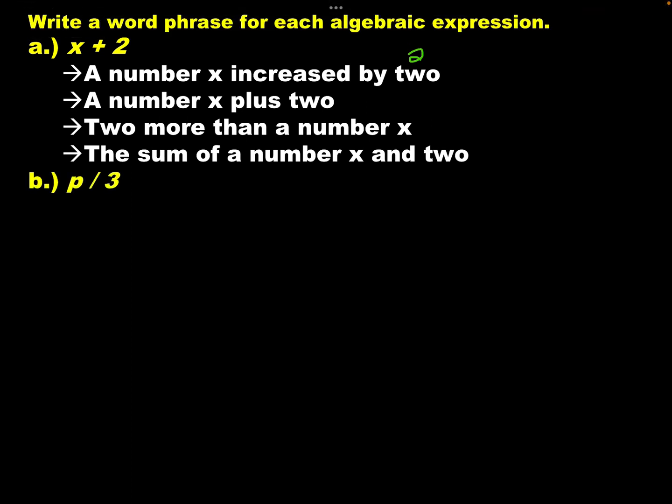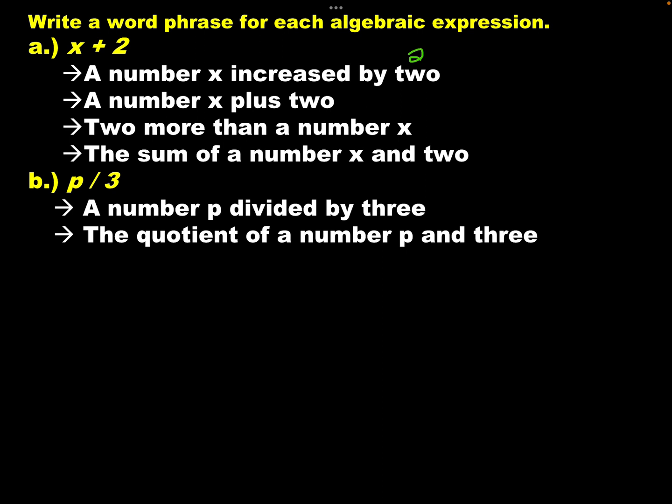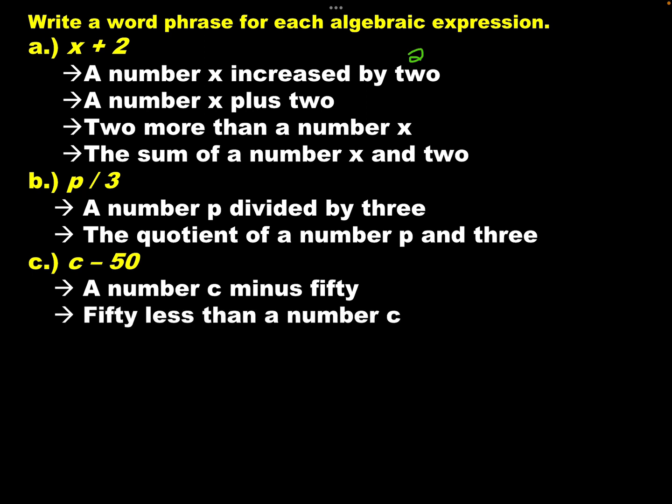As we look at the next one, this one is a number P divided by 3, or the quotient of a number P and 3. All right, and as I said, I'm going to go through these pretty quick. C minus 50. Well, you could write a number C minus 50. You go as basic as you want. 50 less than a number C.